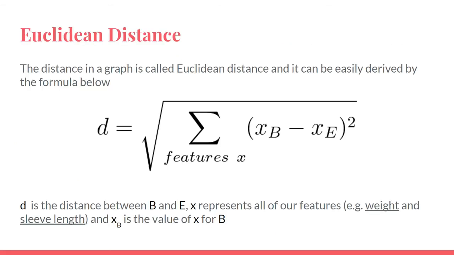The distance in a graph is also called Euclidean distance. It can be easily derived by the formula shown here. The base behind this formula is finding the absolute difference in each dimension, adding these values, and getting the square root of the sum for the overall distance. So, in our problem, we will use the difference in sleeve length and weight in order to calculate the distance between our unknown and the known elements.